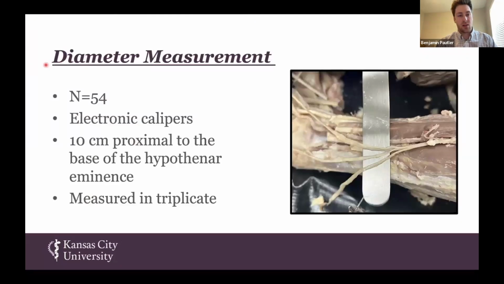Then finally, the third arm of this study, as I mentioned, was the diameter measurements. This was completed in all 54 of our hands. Once again, it was done using electronic calipers, but because of how small these were, they were measured in triplicate to get reliable averages. We performed this 10 centimeters proximal to the base of the hypothenar eminence.